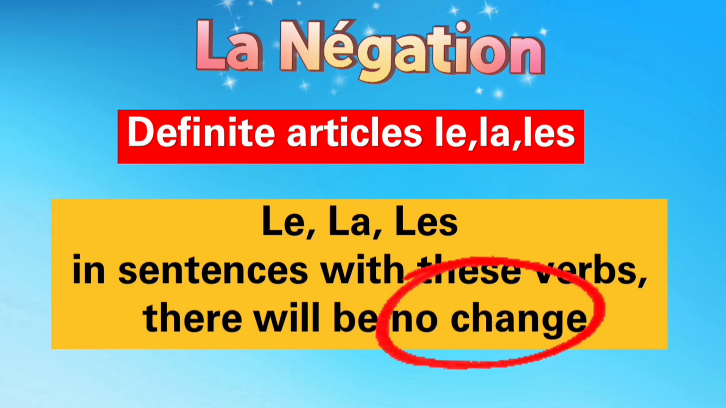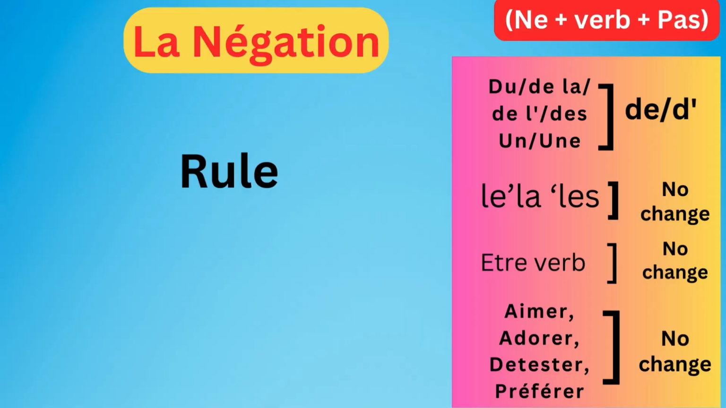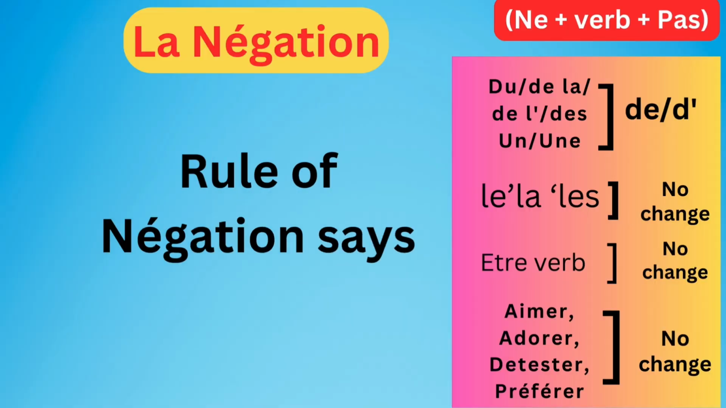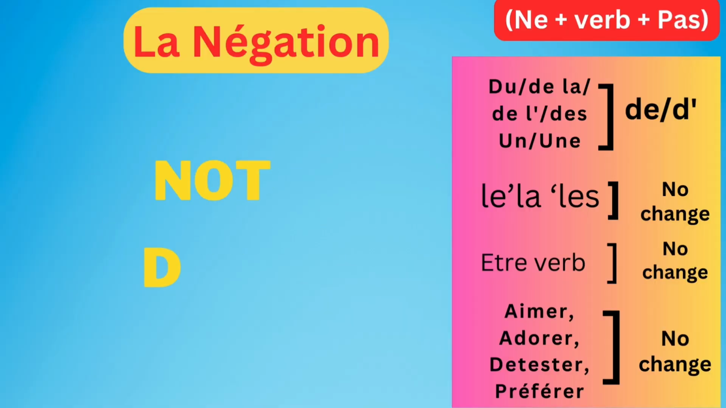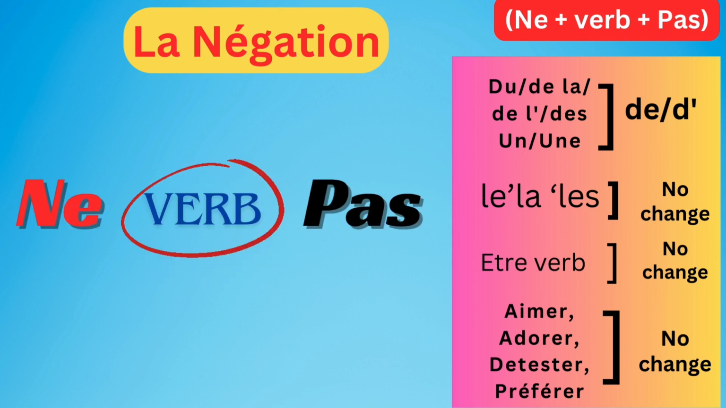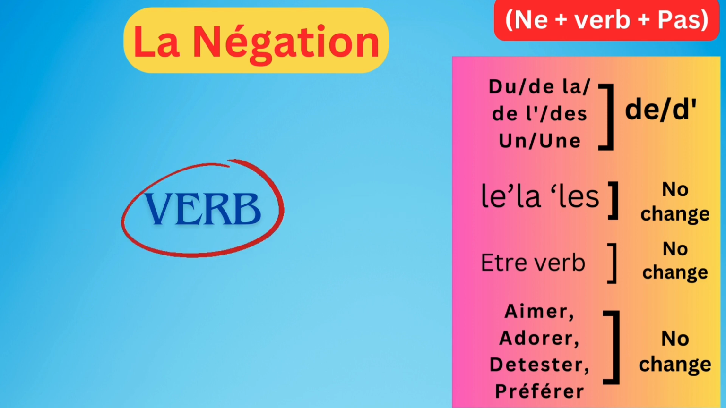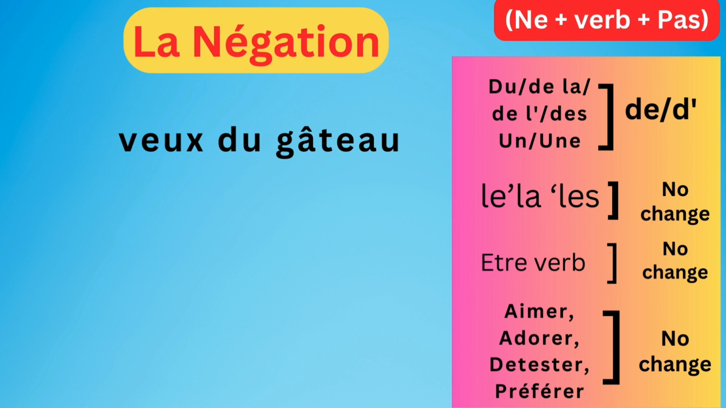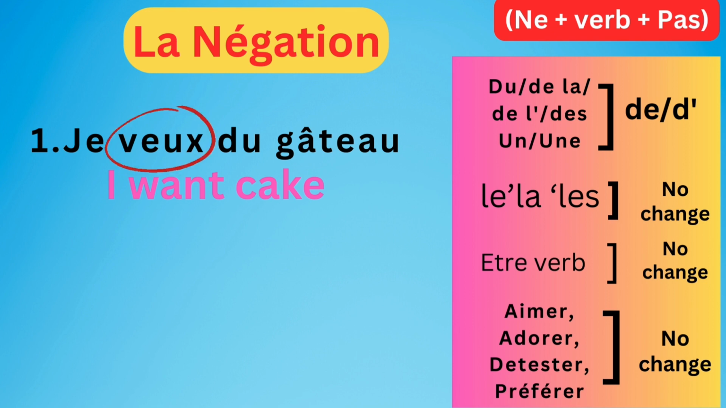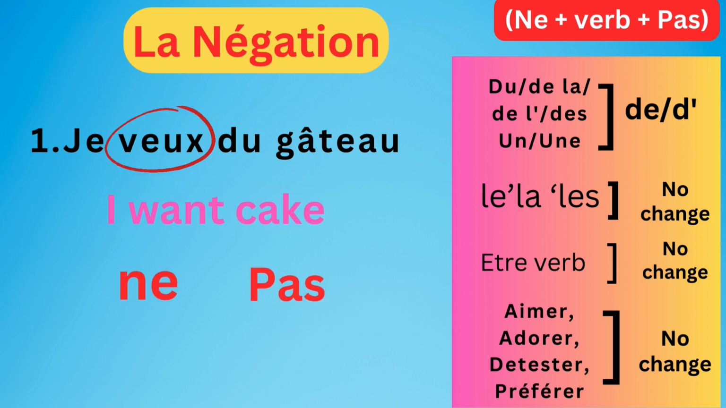Let's learn how to apply these rules into sentences. The rule of negation says, in French, when we want to say not or don't in a sentence, we use ne before the verb and pas after the verb. Let's take the first sentence. Je veux du gâteau means I want cake. Here, veux is the verb. So, before the verb we write ne and after the verb we write pas. Check how we'll make use of it in our sentence.